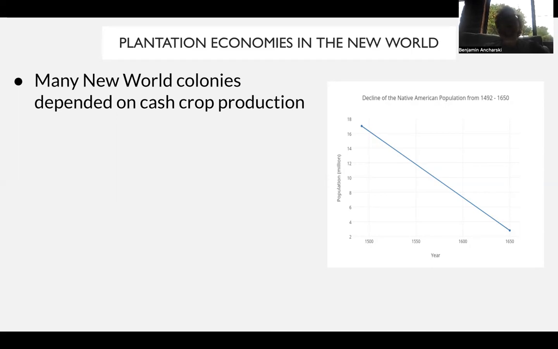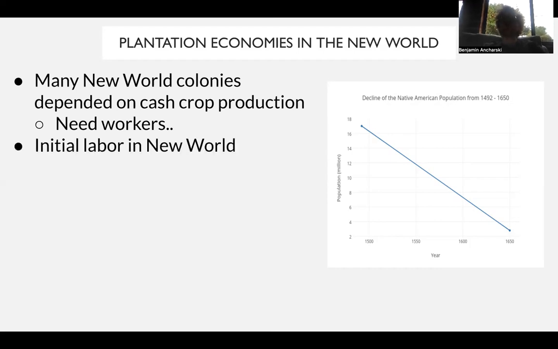However, we saw already different labor systems in the New World. We talked about Native American enslavement. We talked about the use of indentured servants in English colonies. But why do we see a decline in those systems in favor of African labor? Well, let's look at what the initial labor source is in the New World and see what some problems with that are, purely from an economic standpoint, unfortunately.